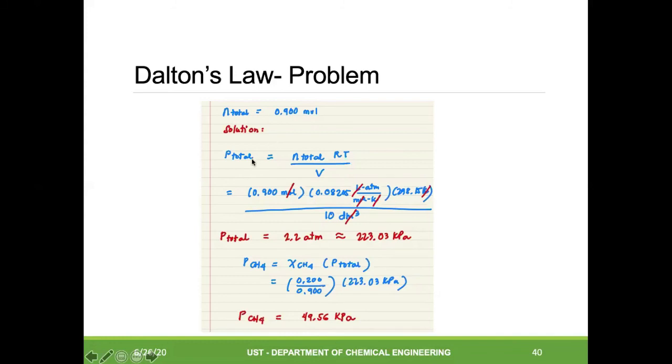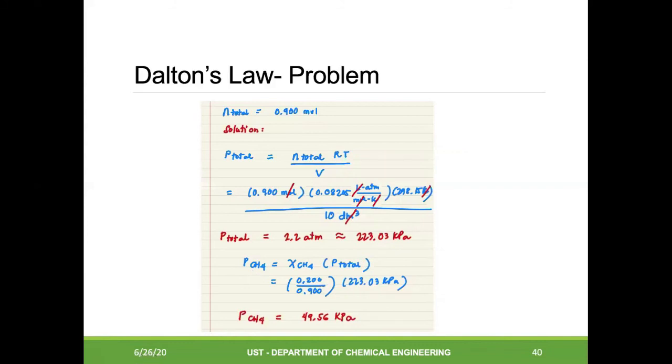Let's get P total first. P total is equal to n total multiplied by RT over V. So substituting, you will get P total equal to 2.2 atmospheres or 223 kilopascals. Since we have three gases, let us try to solve one partial pressure. So let's take methane.